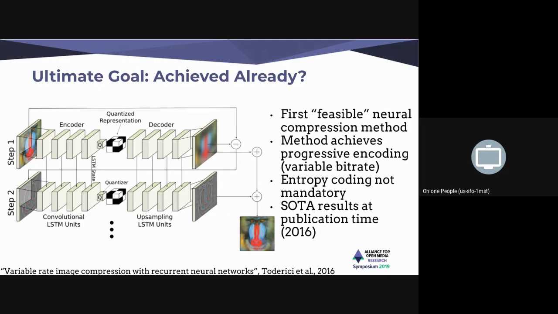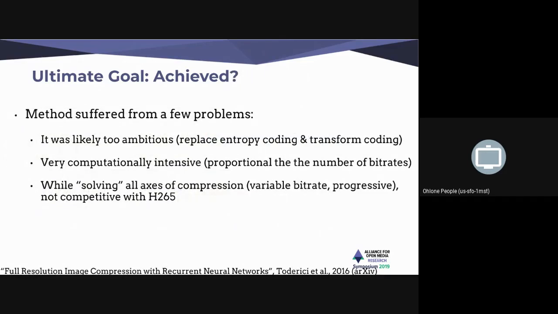In this case, it was a stack of recurrent units. We had a binary quantizer and a stack of recurrent units as a decoder. It was a progressive method. It could achieve variable bitrate by putting more data out, meaning more iterations. So it pretty much sounded like we achieved our ultimate goal, because it turns out this is also reproducible across hardware platforms. But I would like to argue that it was actually very far from having achieved this ultimate goal of compression. I think it was too ambitious.